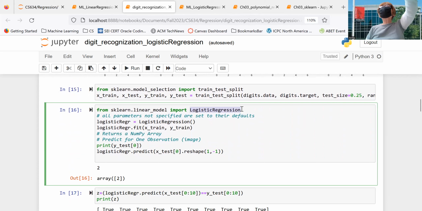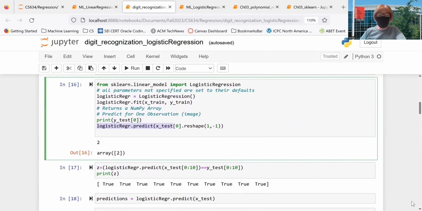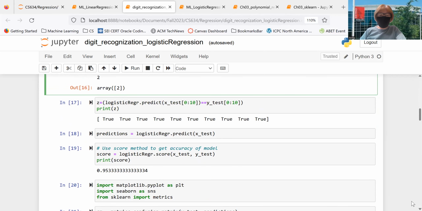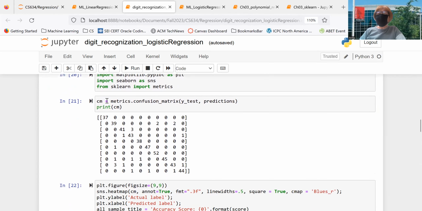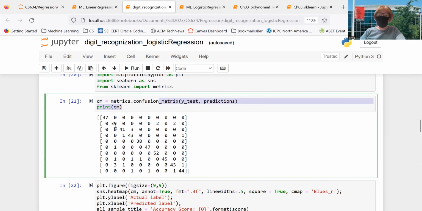And here, did you see, even for this, we can use logistic regression to do training, and then do testing and prediction. And you can also get its confusion matrix.